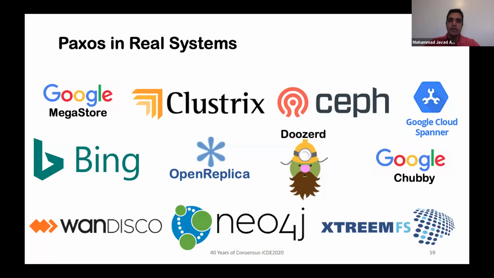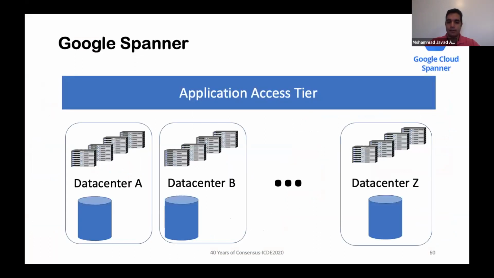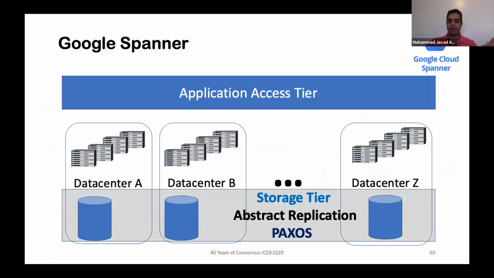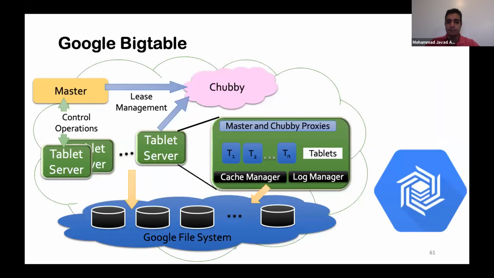There are many more real systems that are using Paxos. Google Spanner has already been presented by Amr. So in Google Spanner, we have sharding and we have replication. For sharding at application level, we use 2PC, two-phase commit and two-phase locking. And in the storage layer, we use Paxos for the purpose of replication among different data centers.